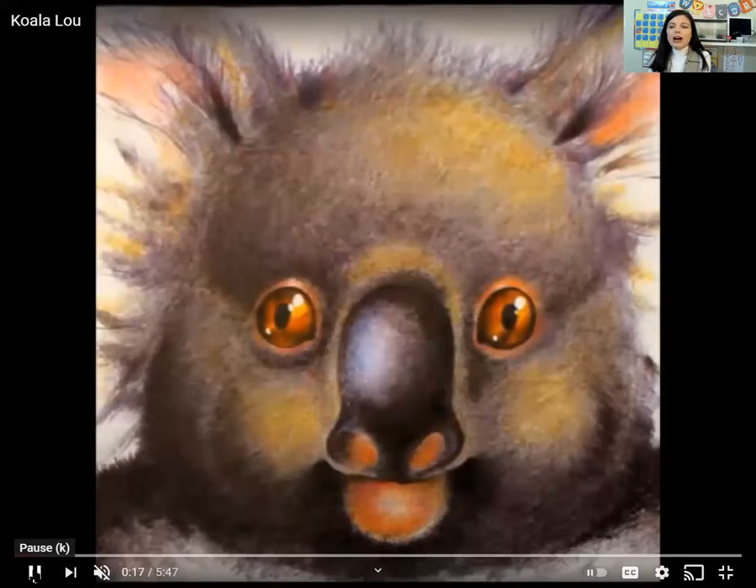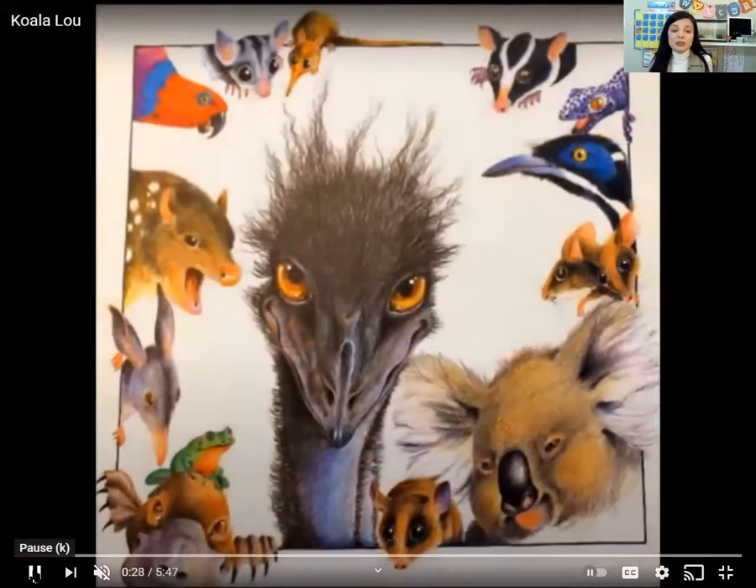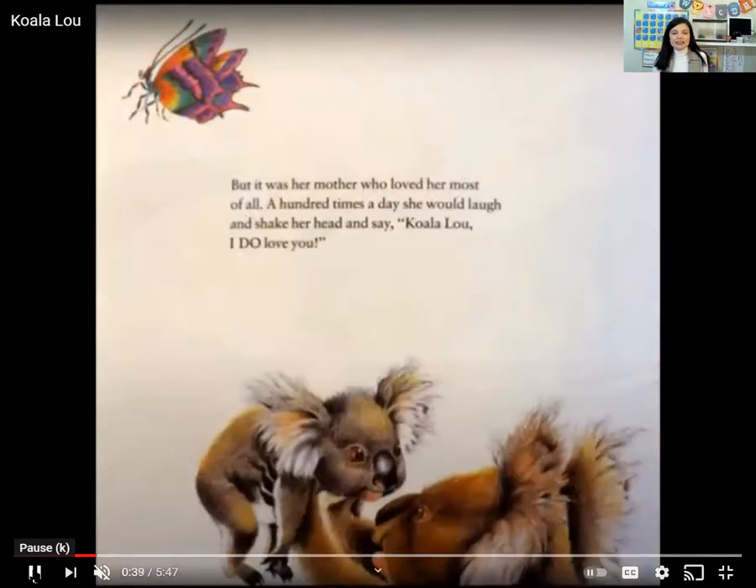Koala Lou was a koala bear who lived in Australia. She lived with her mother. There were lots of other animals who lived around her, but Koala Lou loved her mother the best. And you know what? Koala Lou's mother loved her the best too. Koala Lou's mother would say 100 times a day, Koala Lou, I do love you.